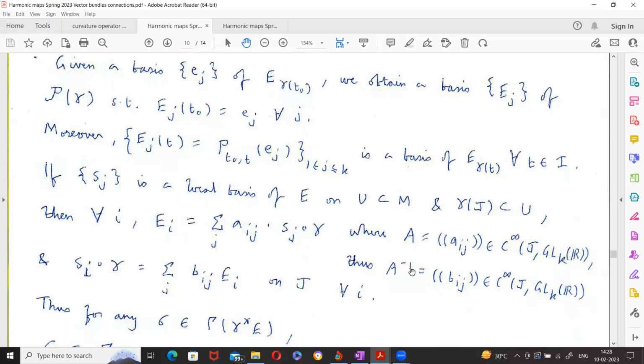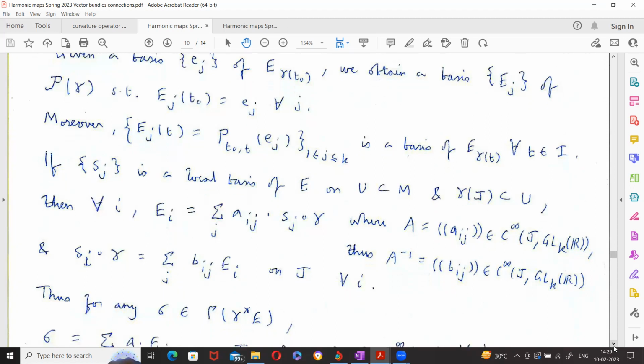And then in terms of the inverse matrix, we can write the Si composed with gamma in terms of the Ei's as summation Bij Ei, where now the Bij's are smooth functions. Okay. So I've written my local basis Si composed with gamma in terms of these parallel sections Ei with some coefficients which are smooth functions.